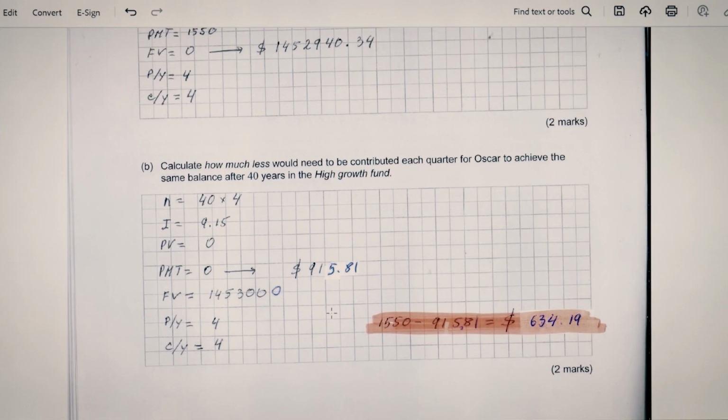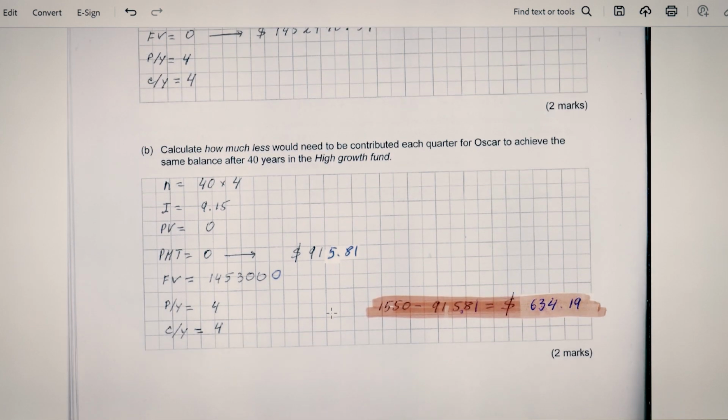Calculate how much less would need to be contributed each quarter for Oscar to achieve the same balance after 40 years in a high growth fund. So different fund, different interest rate, but here we want how much less would it need to pay. And normally in the questions before, you saw we have 3 marks for that question, but for this one we just have 2 marks. So 1 mark just for the entries to get this answer, and 1 mark to have that difference.